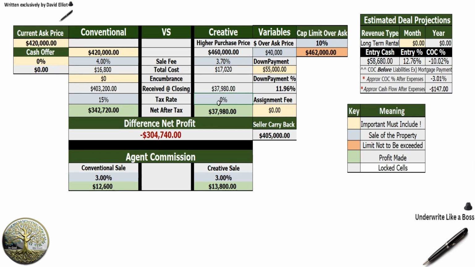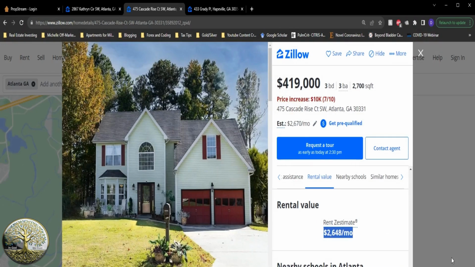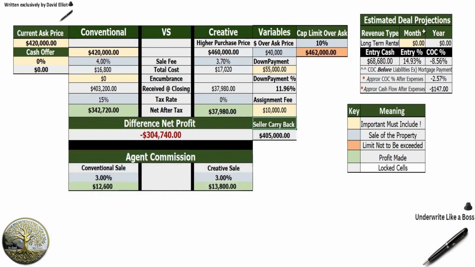Now, if we were to stick with these numbers, and let's say we wanted to assign our deal, and we had a standard assignment fee of $10,000, let's take a look at what our estimated deal projections would be for the end buyer and for the wholesaler. So we're going to go back to Zillow, and we're going to pull up the listing, and we can see that the rent was at $2,648 a month. We're going to be slightly pessimistic, and we're going to say it's $2,400 a month.